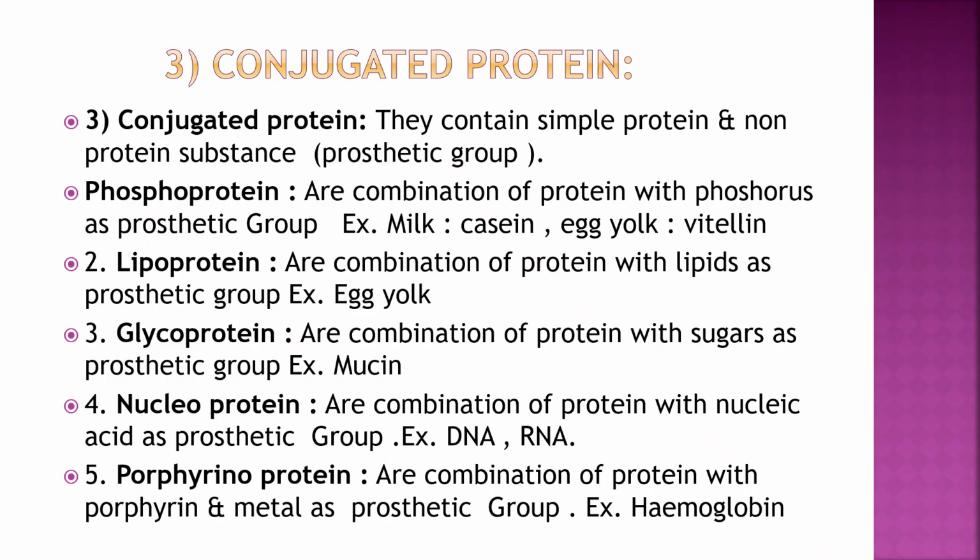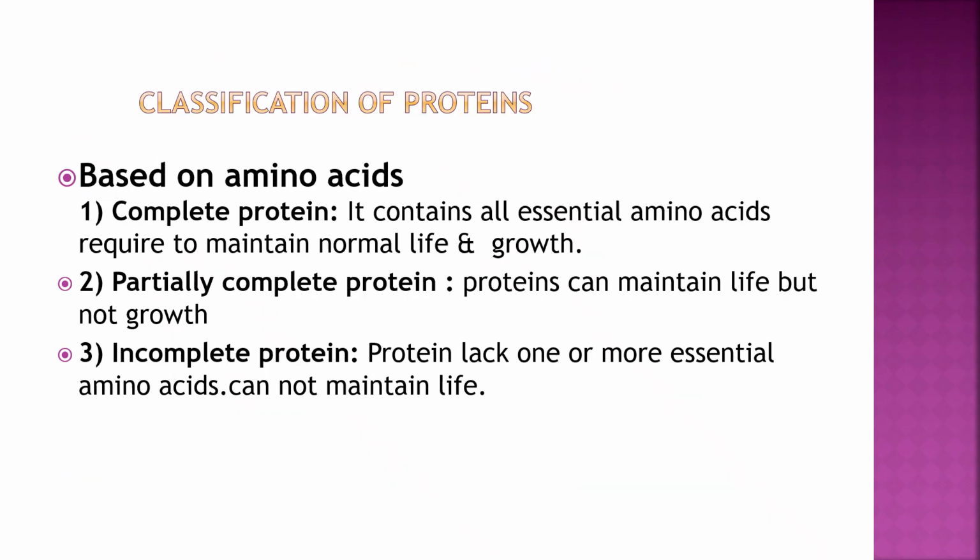Example egg yolk. Glycoprotein is a combination of protein plus sugar. Example mucin. Nucleoprotein, protein plus nucleic acid. Example DNA, RNA. Porphyrinoprotein is a combination of protein plus metal, that is porphyrin group and metal. Example is hemoglobin, in which iron is there as a prosthetic group.